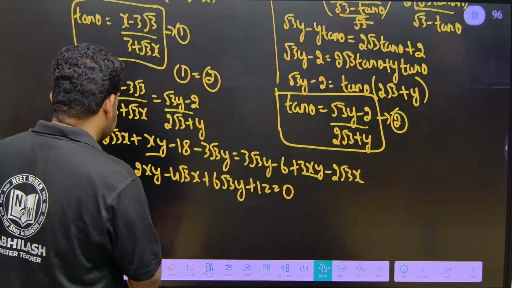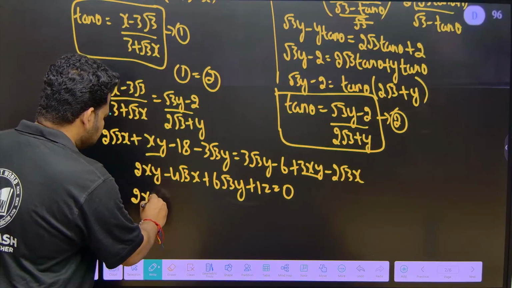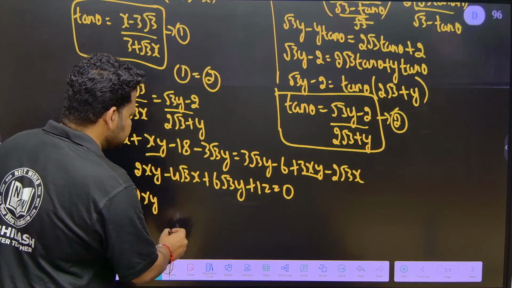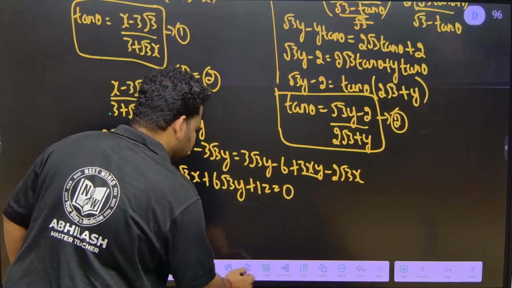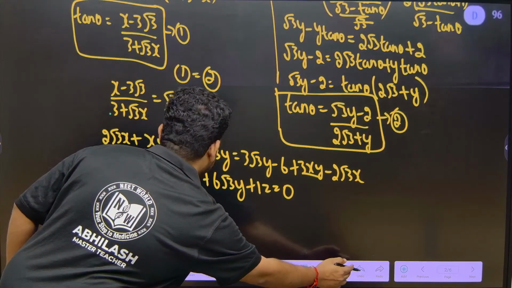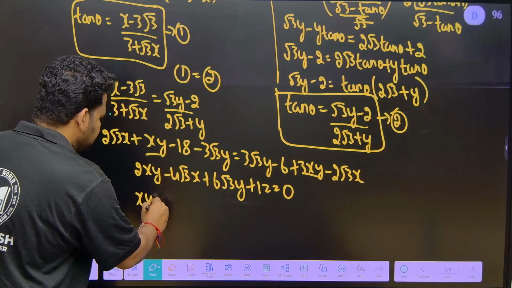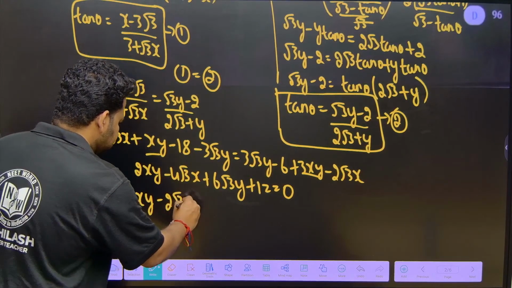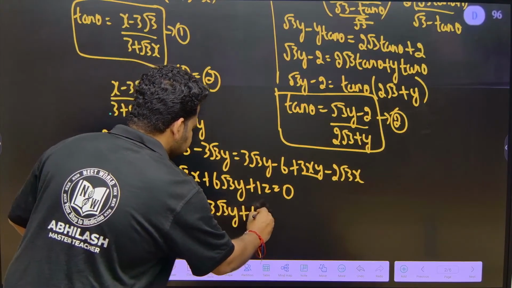Now let us further simplify this. 2xy. Let us see what I can take common. Let me divide the entire equation throughout by 2. If I divide by 2, what I will have is xy minus 2 root 3 x plus 3 root 3 y plus 6 is equal to 0.